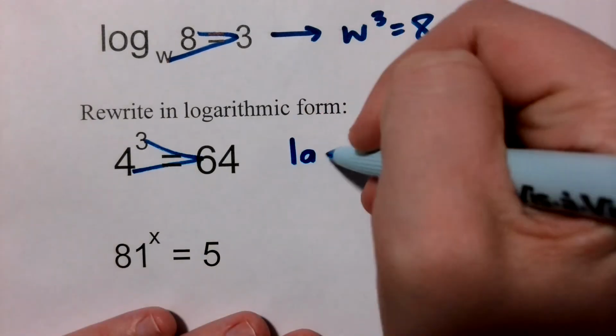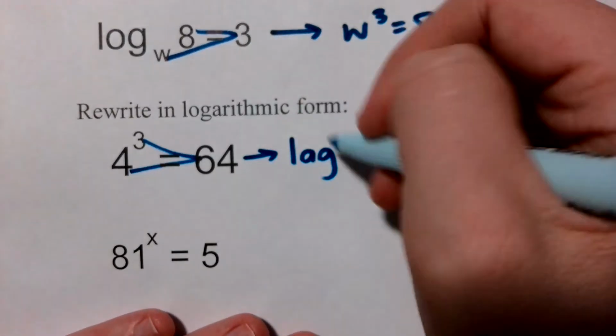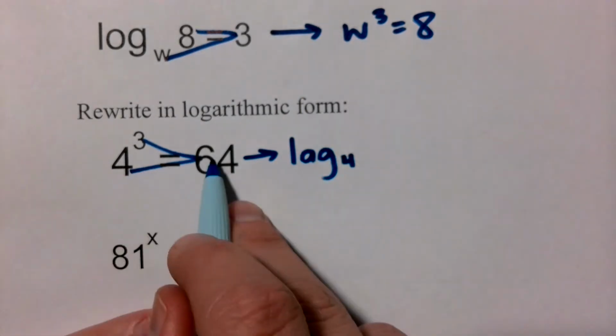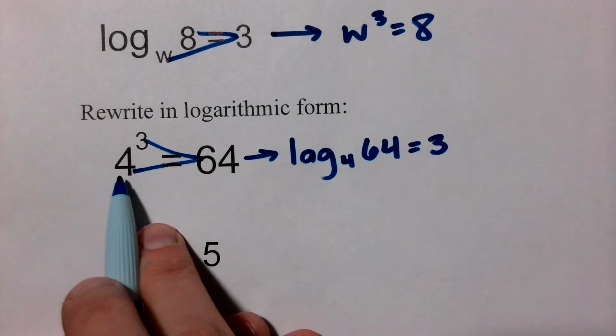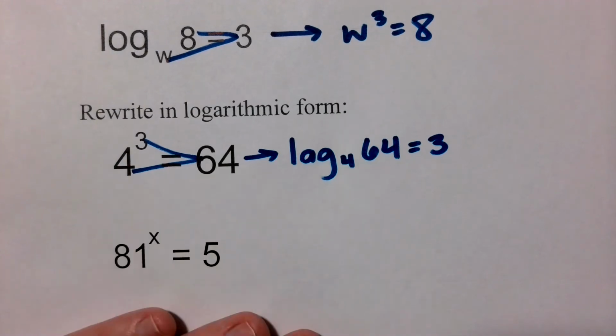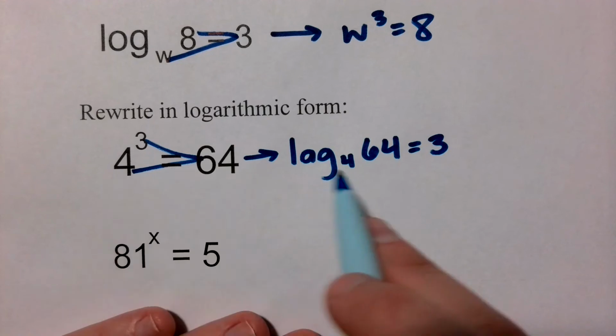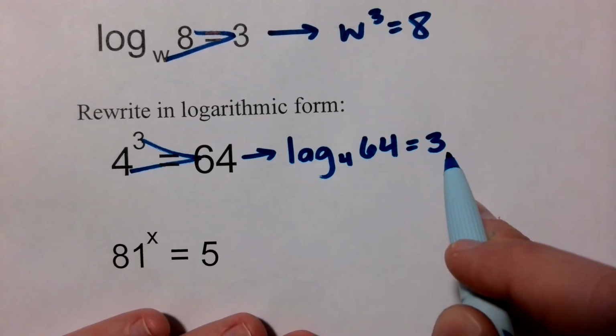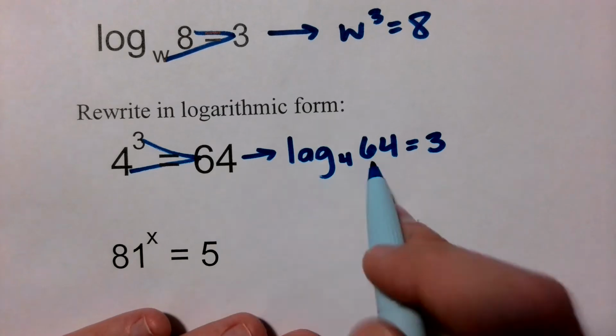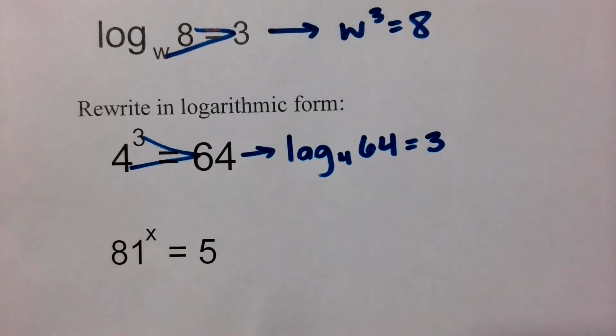So I would say log base 4 of 64 equals 3. It's also important to see that it makes sense. My base becomes the base of the log. It is equal to an exponent, so I know that's what my log has to be equal to, and then 64 is the argument. It's what my 4 to the third was equal to.